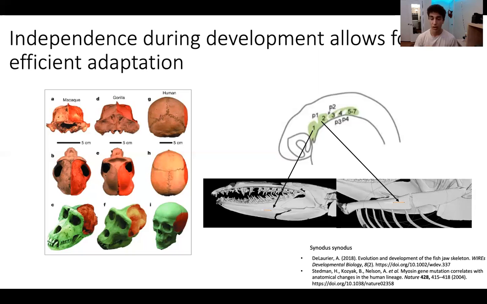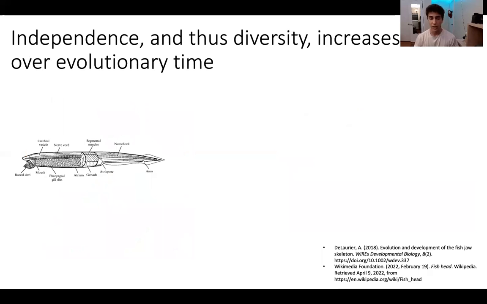So for the purposes of my experiment, I've picked the mandible and the serratohyal as my two bones that I will use as proxies for structures that develop from these arches. And what we can expect is because they come from the same precursor cells, signals that affect the development of one might affect the development of another. But what we also see is that independence of structures and thus diversity increases over evolutionary time, generally speaking.